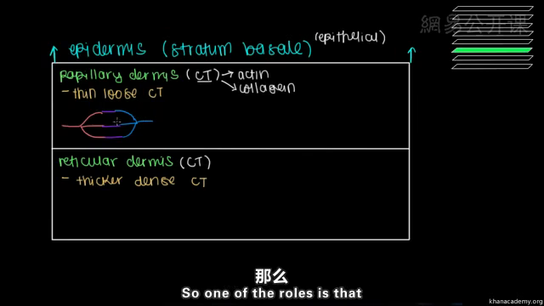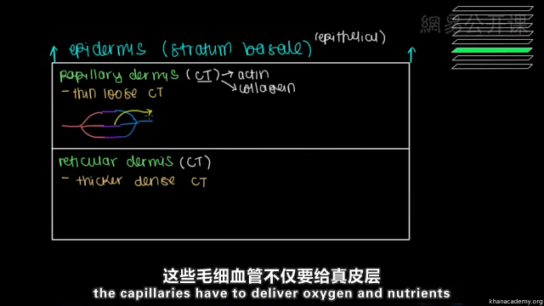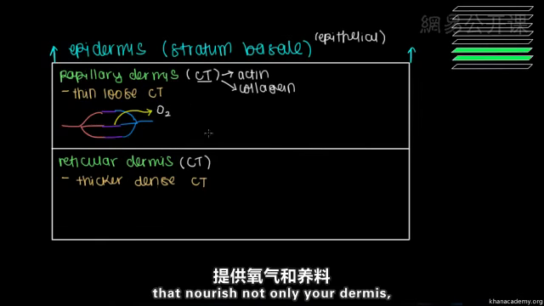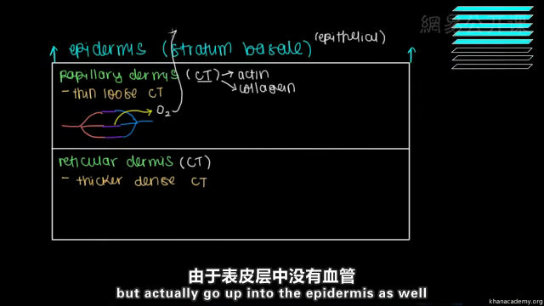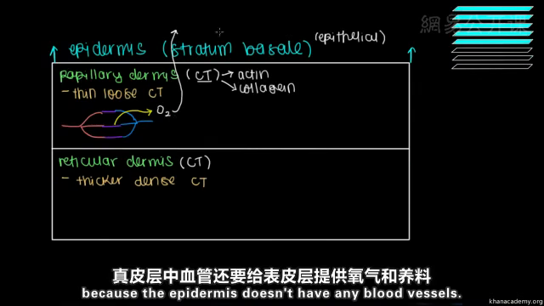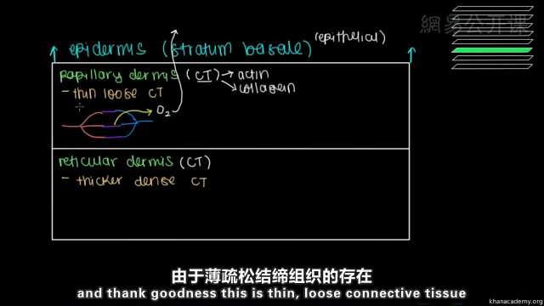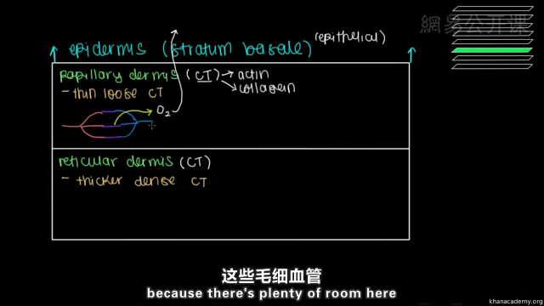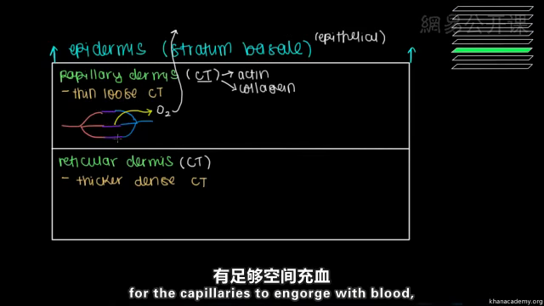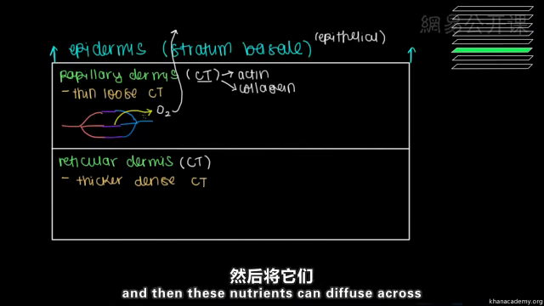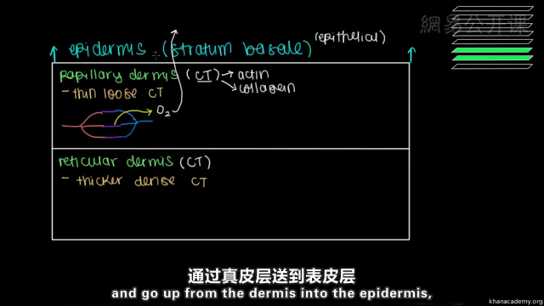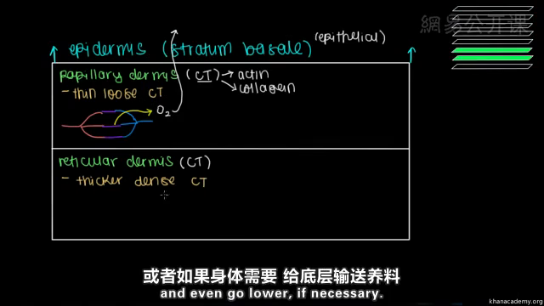So one of the roles is that the capillaries have to deliver oxygen and nutrients that nourish not only your dermis, but actually go up into the epidermis as well. Because the epidermis doesn't have any blood vessels. It relies entirely on the papillary dermis to nourish it. And thank goodness this is thin, loose connective tissue, because there's plenty of room here for the capillaries to engorge with blood, fill up with nutrients, and then these nutrients can diffuse across and go up from the dermis into the epidermis, and even go lower if necessary.